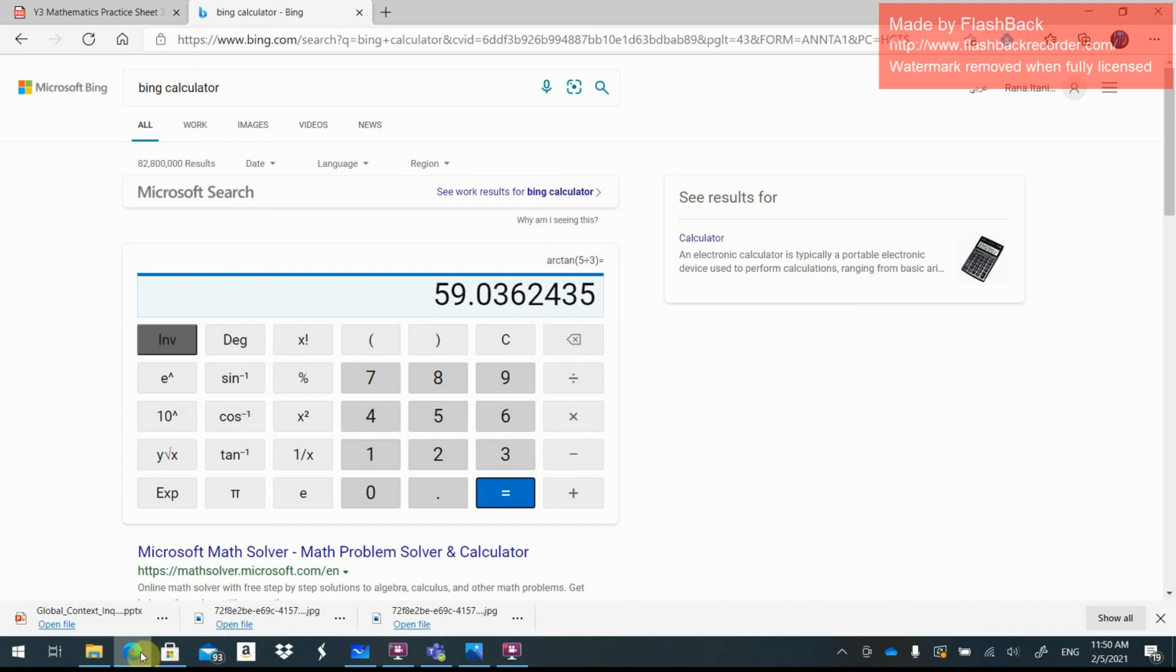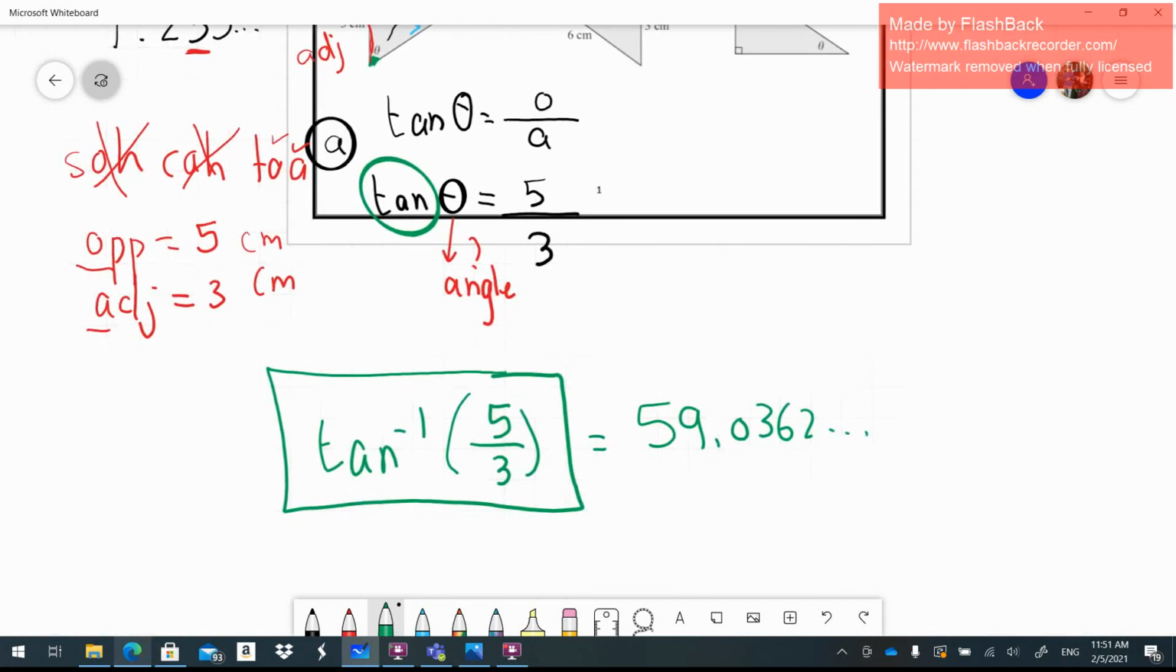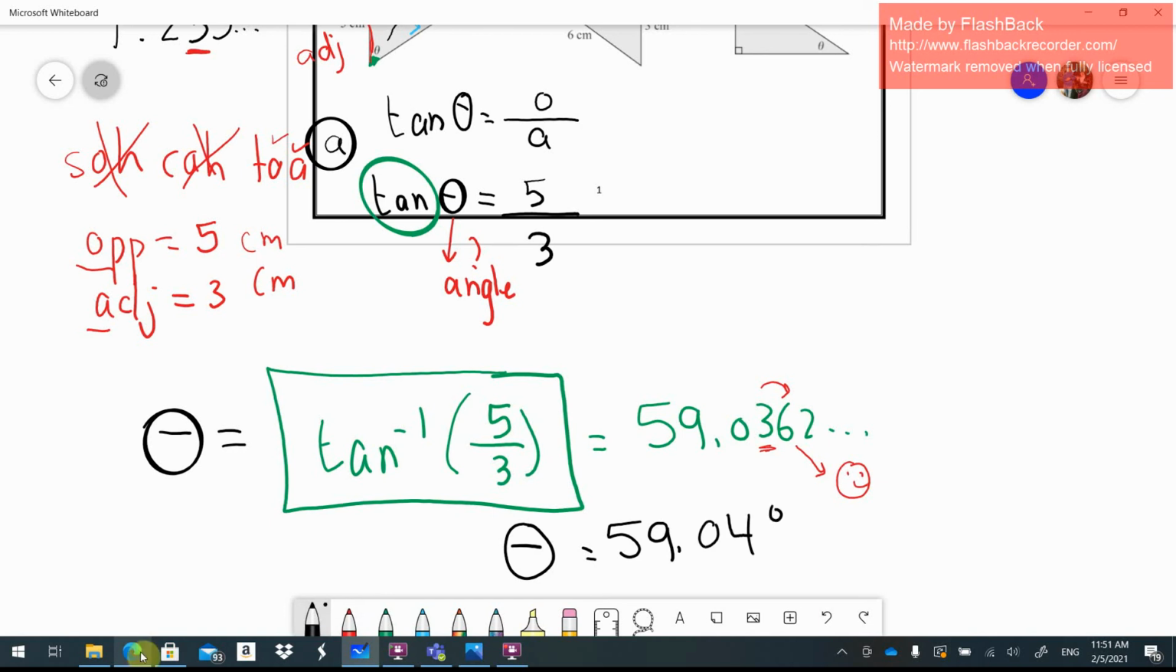You will get 59.0362, blah blah blah. So this is my angle. So the theta, the angle, is equal to 59 point. Let me round this to the nearest hundredth. This is the hundredth place. Search for the number, look right next door. The neighbor 6 is a strong number, so you will add 1 to the 3. So it becomes 59.04.